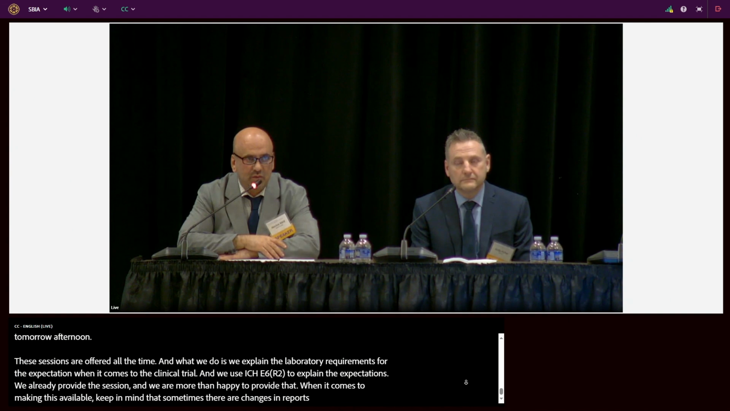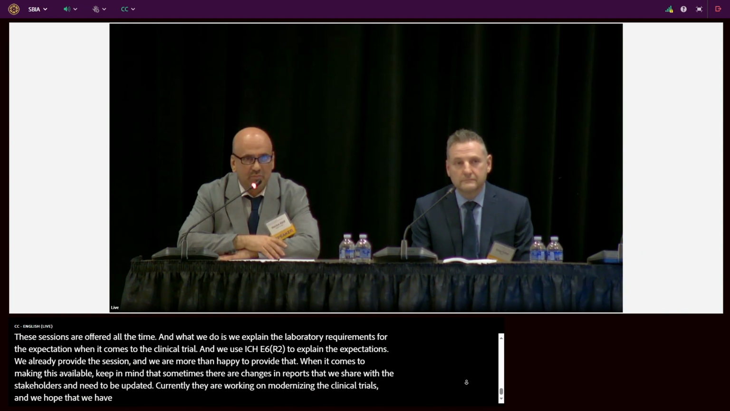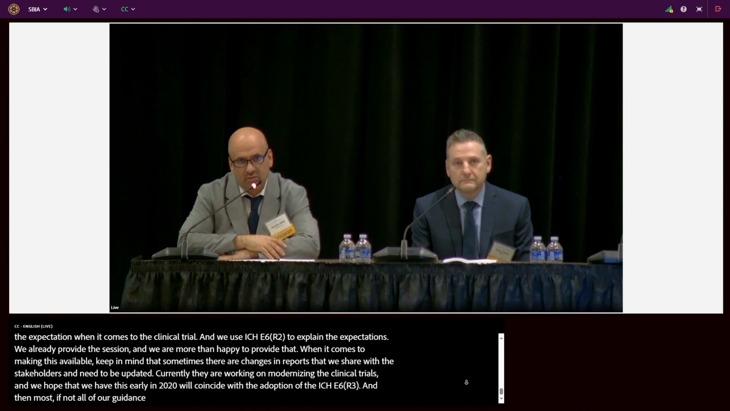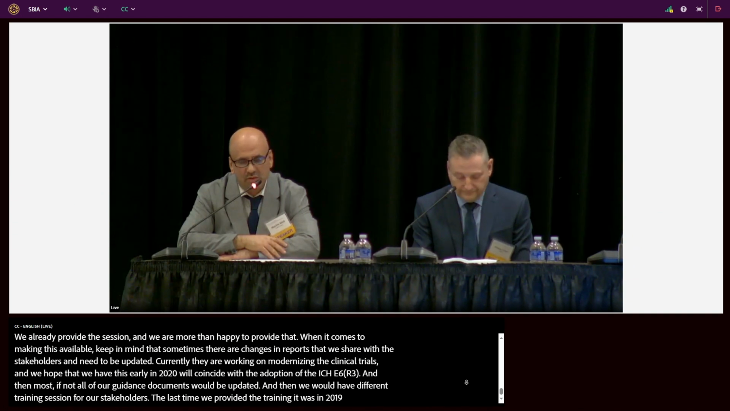Currently, Health Canada is working on modernizing the clinical trial regulations. We're hoping that we will have a new regulation early into 2026, which probably will coincide with the publication or the adoption of ICH E6R3. And then most, if not all, of our guidance documents will be updated, and then we will have a different training session for our stakeholders. The last time we provided the training on GCP was in 2019 when ICH E6R2 was published, and we provided two sessions, one in Ottawa, one in Vancouver.